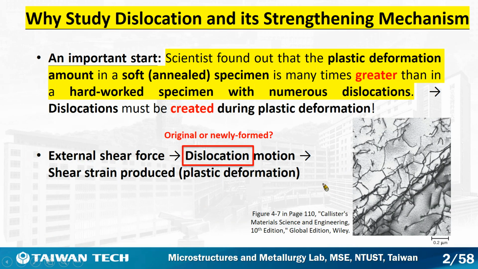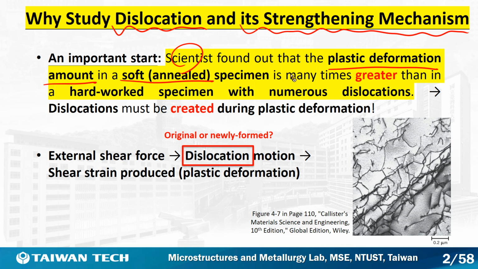Okay, so as usual, let's first talk about why we need to study this chapter. This chapter is about dislocation and its strengthening mechanisms. And also we have an important start, that is scientists find out the result that the plastic deformation amount in soft specimens is many times greater than that in hard worked specimens with dislocations.